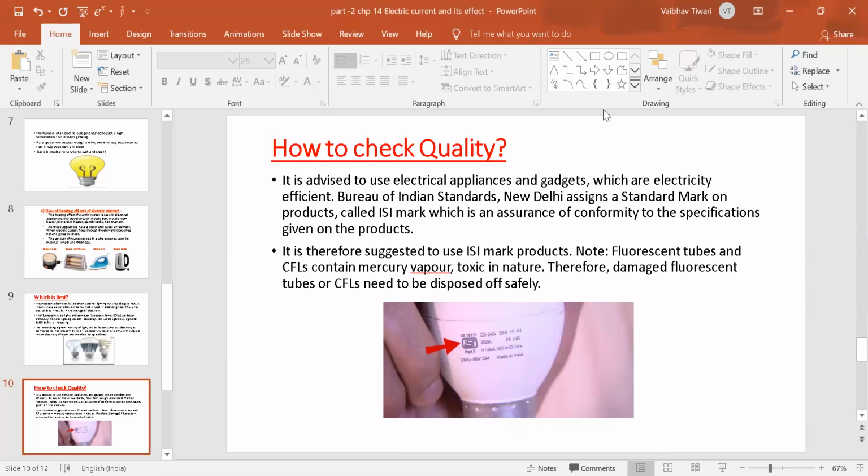Now we will discuss how to check the quality of a bulb, or of any electrical appliance, whichever we are using. So let's read it.